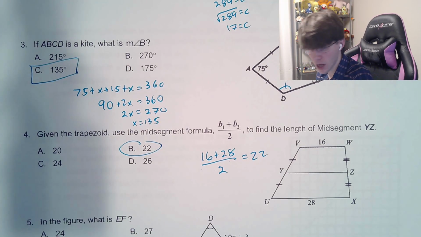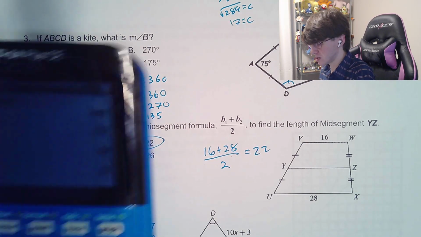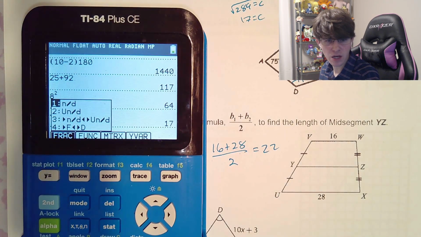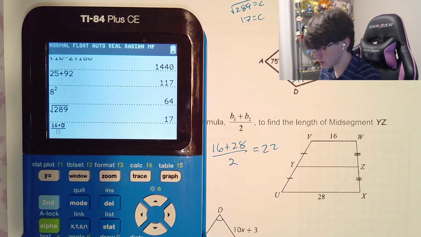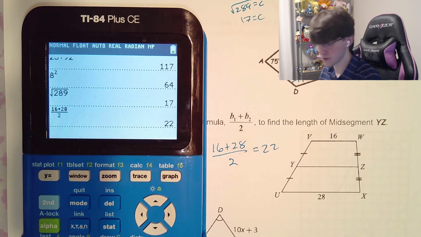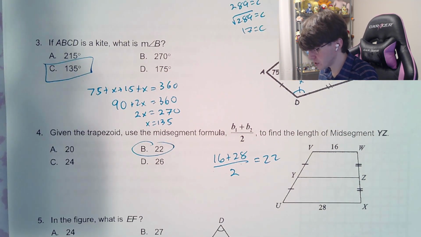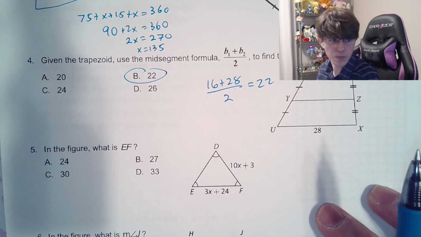I'm done talking. All right. Just in case you needed it, I'm putting it in there just in case you need it. It was alpha, Y, equals, enter 16 plus 28 all divided by 2, 22. And if you were showing your work or something, you could write 44 over 2 and then 22, whatever. Let's move on. Question number 5.